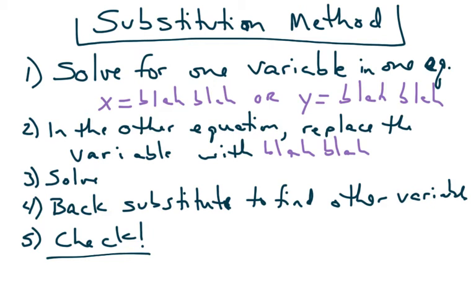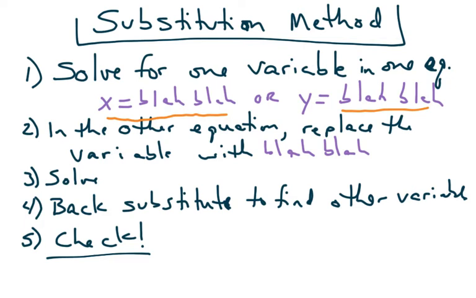So here are your steps for the substitution method. We are going to solve for one of the variables in one of your equations. Remember, it's a system, so I'm going to have two equations. So in other words, I want either x equals blah, blah, blah, everything else, or y equals blah, blah, blah, everything else. That's what it means to solve for one variable: to get that by itself on one side of the equal sign. Then we're going to go into the other equation, because remember, we have two equations.